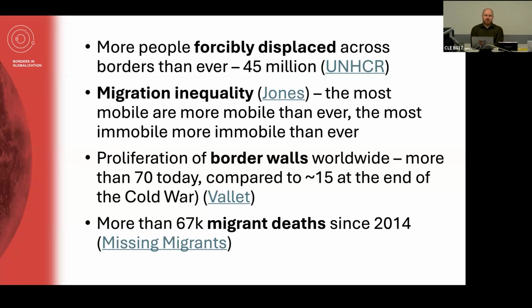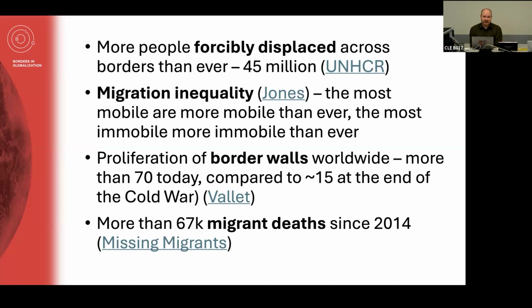Issues of migration inequality loom large. The most mobile people today are more mobile than ever, and the most immobile people are more immobile than ever. So think about the billionaires and their access to private jets and travel around the world. Not just the billionaires, but the whole business class, even indeed the academic class, academics traveling to conferences around the world. It's very easy for affluent folks with the right passport today to travel widely and quickly.